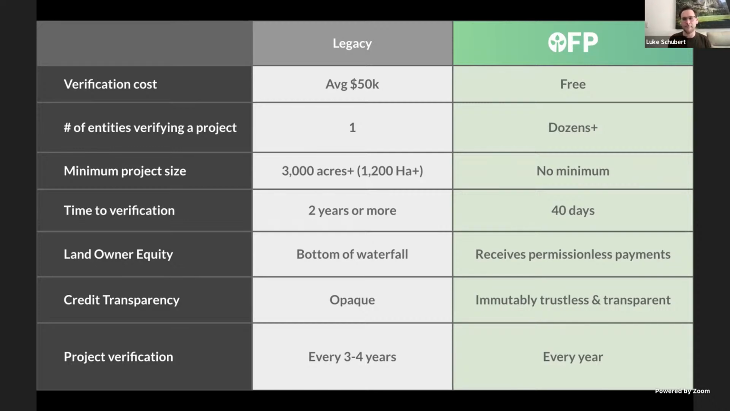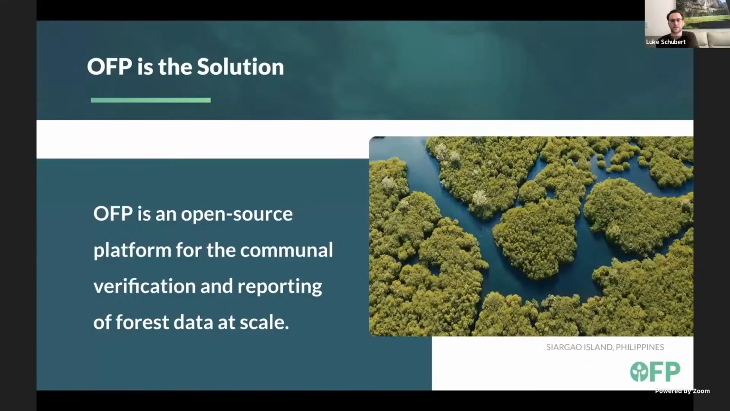And not to say that the existing processes are not fantastic, right? The people doing work in these traditional accreditation bodies, such as Verra and Gold Standard, have been in it since the beginning. They essentially established the voluntary carbon market. But what we're seeing right now, our thesis is that that's not doing enough to address the existing problems of deforestation. So our solution is an open source platform that enables the communal verification and reporting of forest data at scale. We're able to do that through blockchain technology.